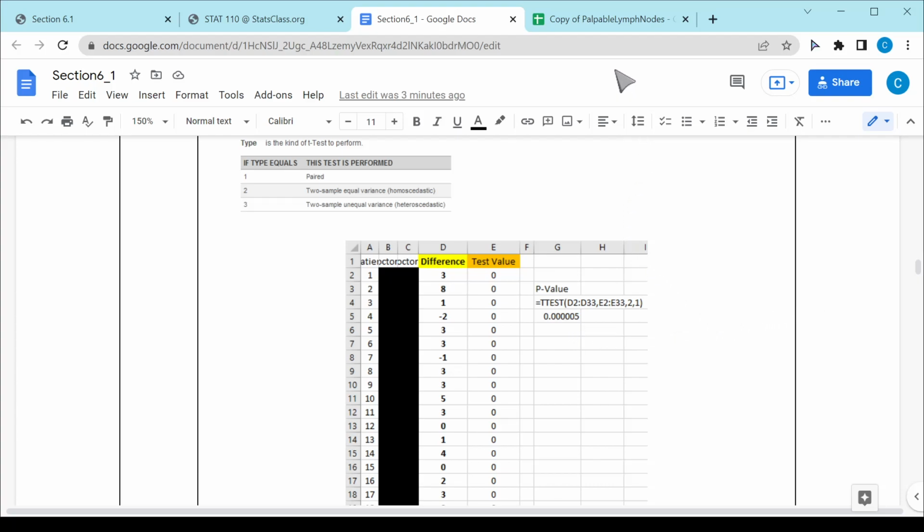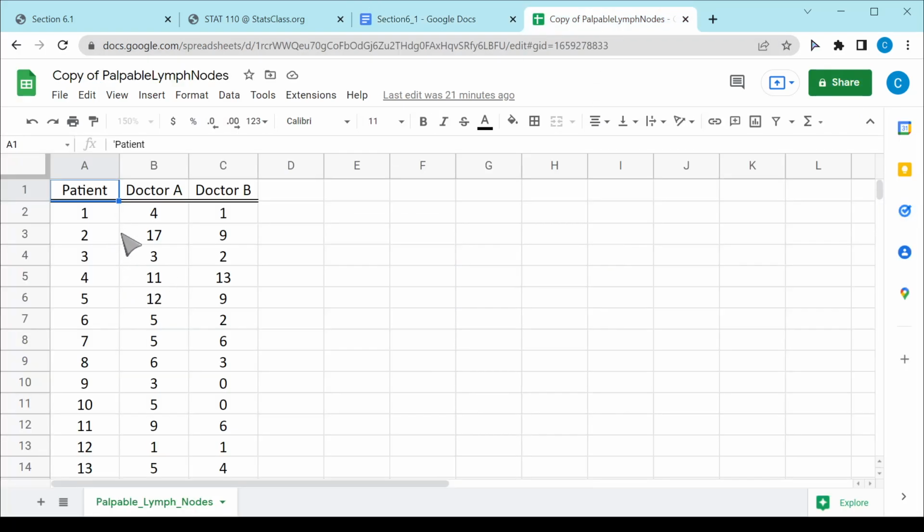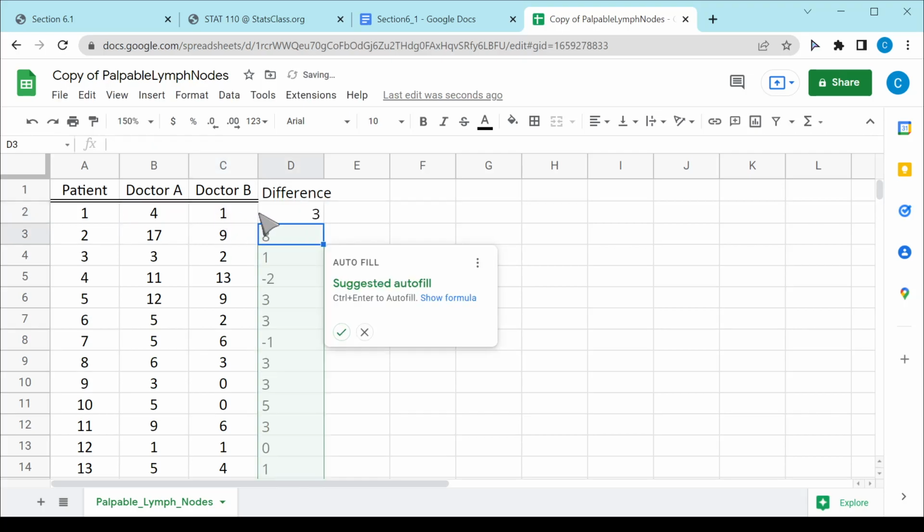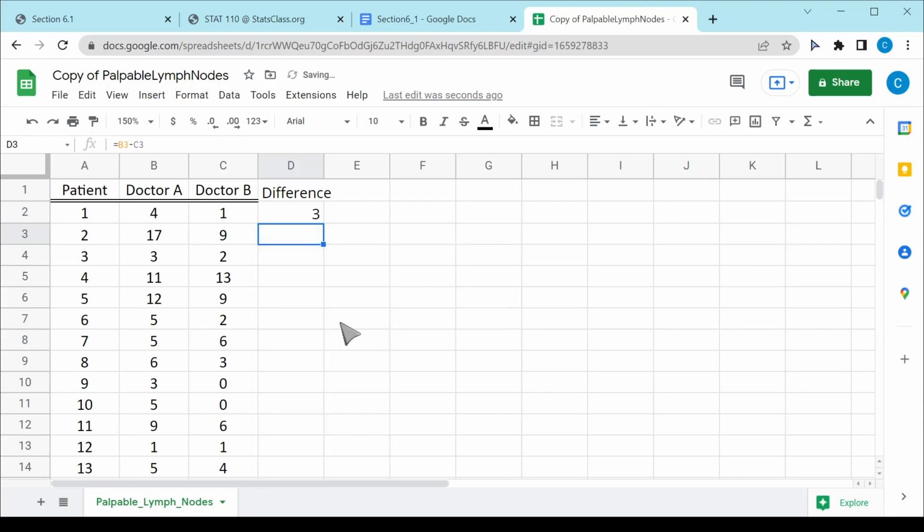Okay, let me go over into a spreadsheet and just show you how to do that. So here in my spreadsheet, I have Dr. A, Dr. B. The first thing I want to do is compute that difference column. I can just do that with a formula. I can say B2 minus C2. Again, that's where that difference of 3 was. I can just do that for all of the values, all the way down.